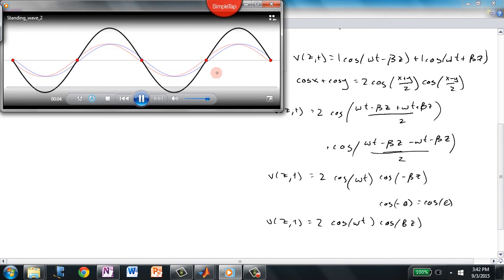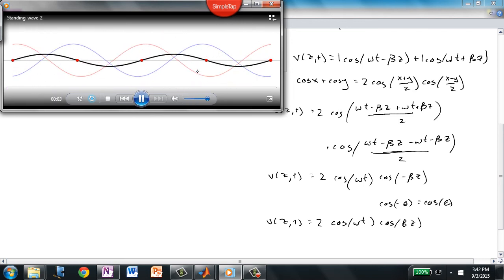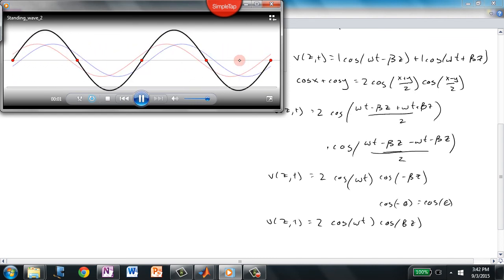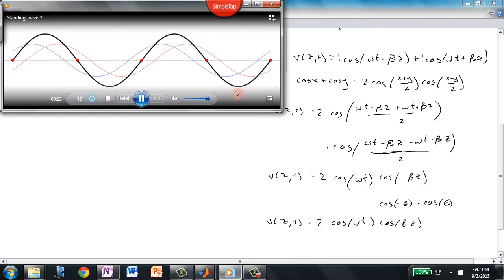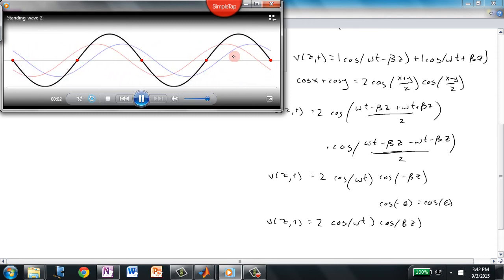They add together to form this black wave, and it's called the standing wave because although it changes amplitude over time, like if I were to measure right here, its amplitude is changing, it's not traveling through space like the red and the blue waves are.